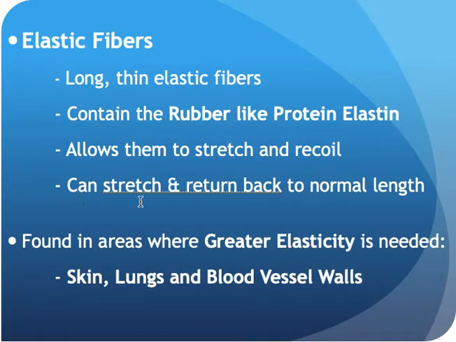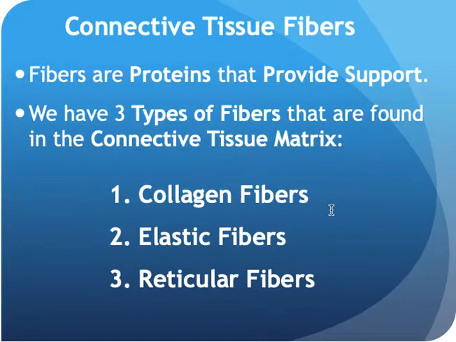So now we have elastic fibers. They're long, thin fibers, kind of like a rubber band, right? They contain the rubber-like protein elastin, which allows them to stretch and recoil. The important part is that after they're stretched, they can return back to their normal length. I want you to think about these different types of fibers: collagen is going to be tough, elastic is going to be more stretchy. Then think, where would I need these things in the body? Because that'll help you realize where you're going to find these different types of tissues.